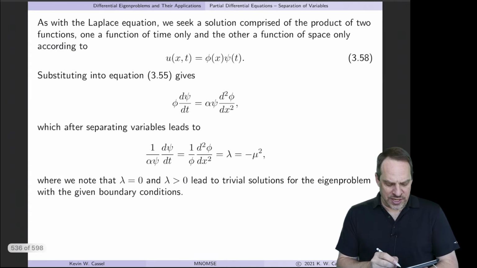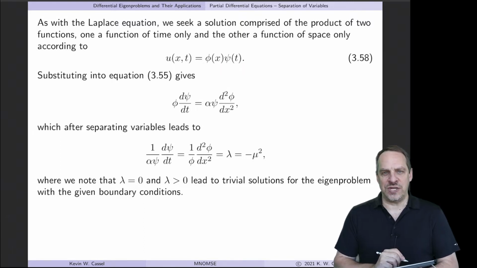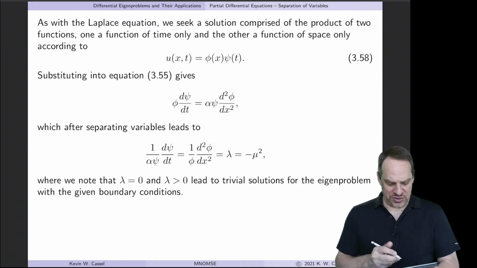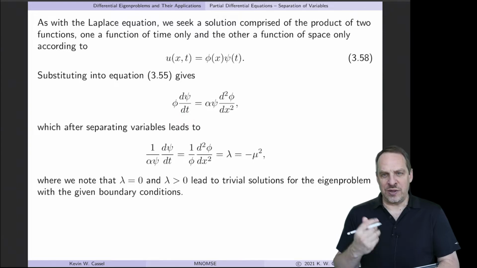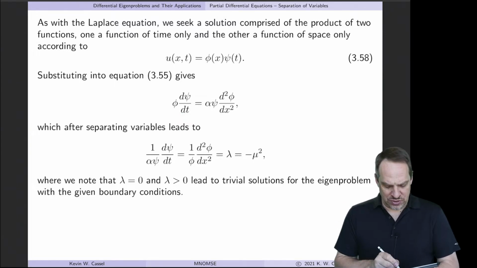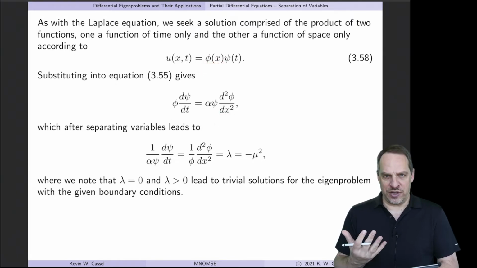So once again, we'll utilize the separation of variables technique, where we'll take our u of x, t and suppose that it can be split up into the product of 2 functions, phi, which is only a function of x, and psi, which is only a function of t. We substitute that into our differential equation. On the left, we have partial u partial t, so phi is like a constant, and then the first derivative of psi with respect to t. Once again, the partial derivative becomes an ordinary derivative because psi is only a function of t. On the right-hand side, we have alpha times partial squared u partial x squared, so alpha times psi, which is only a function of t, and then the second derivative of phi with respect to x. Again, an ordinary derivative now.